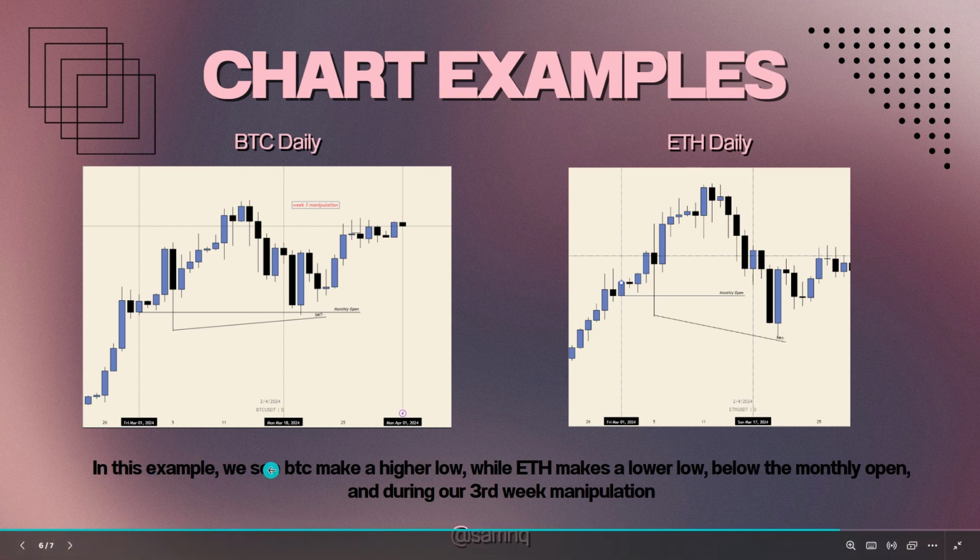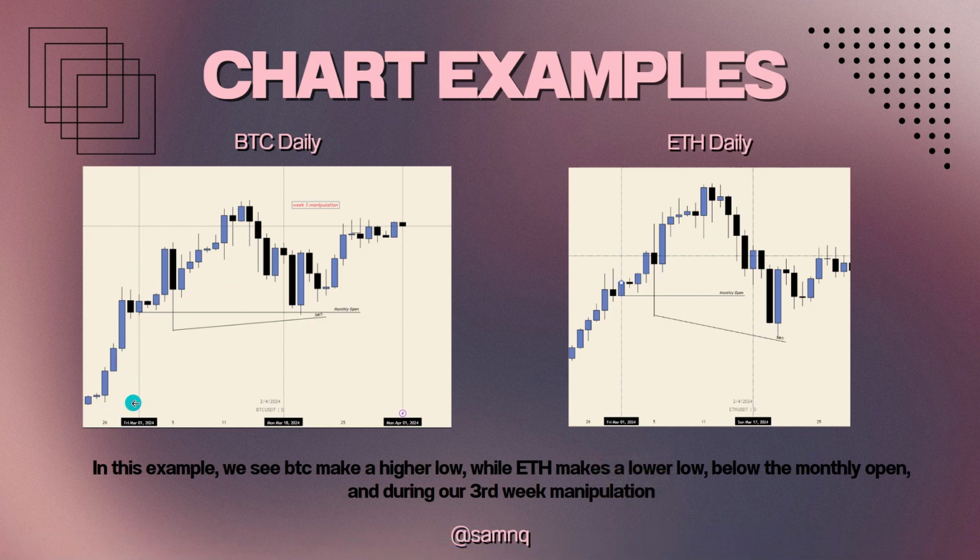So in this example, we see Bitcoin making a higher low while ETH makes a lower low below the monthly open and during our third week manipulation. Notice how I'm making sure that I'm adding the time aspect and the time levels aspect below the monthly open and during our manipulation week in the monthly power of 3. So during our third week, we see that manipulation happen.